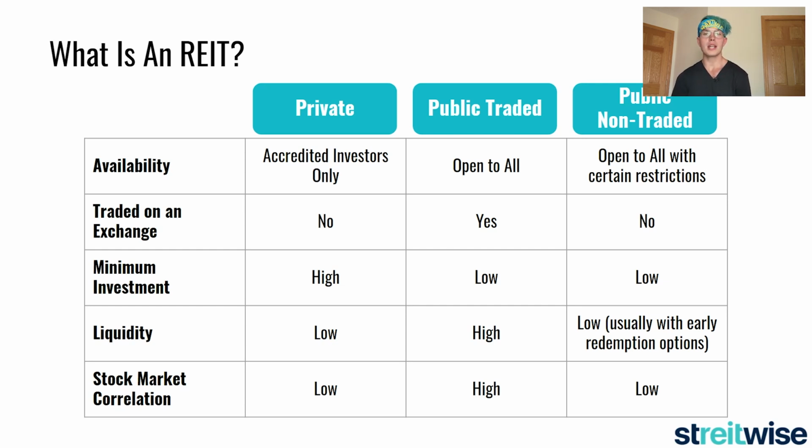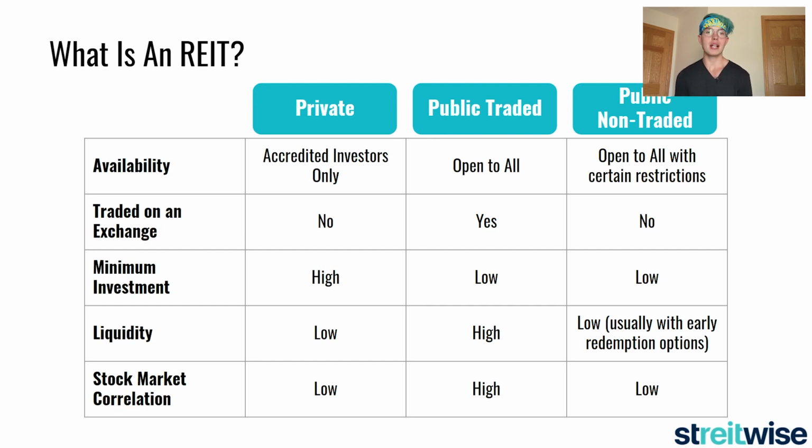Now, with both public traded and public non-traded REITs, you're looking at lower minimum investments. Generally, public traded REITs have the lowest minimum investments with only one share needing to be purchased. With public non-traded REITs, you might be looking at a bit of a higher investment, usually around $5,000 is where most public non-traded REITs start, whereas private REITs can be well into the 5 figures or even 6 figures for a minimum investment.